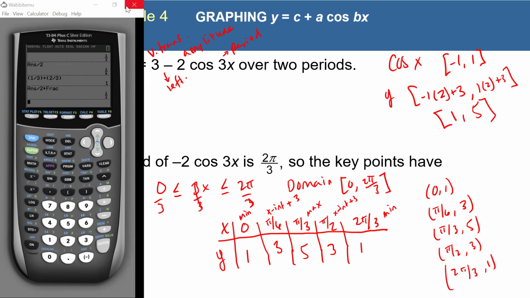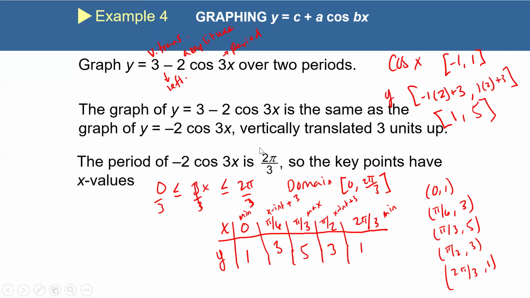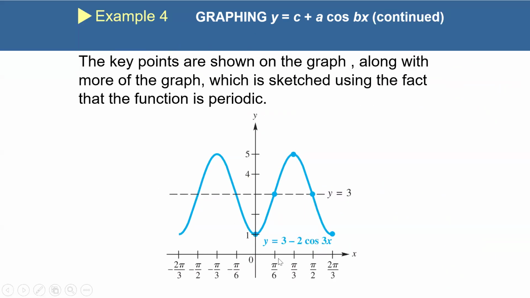All right, so let's go look at it. Now notice I have those points, right? We're at 1, 3, 5, 3, 1. Okay, now it says to graph a second shift. So to graph a second shift, you're either going to go to the left or to the right. It doesn't really matter which one you go, but knowing what your period is.